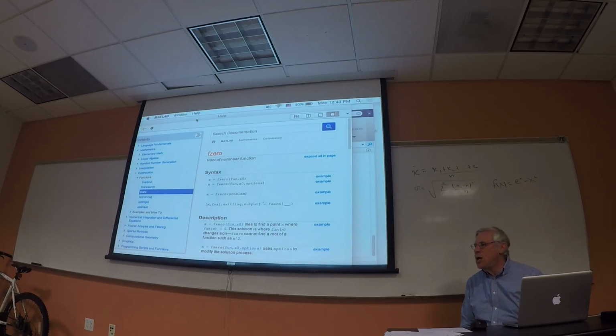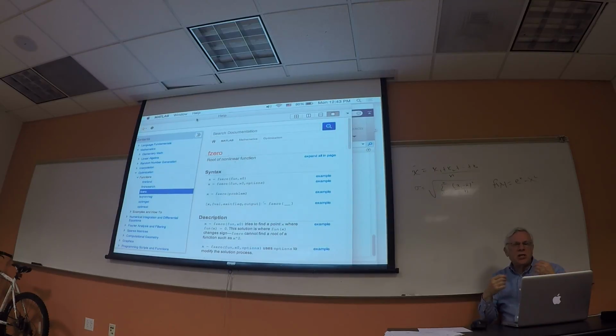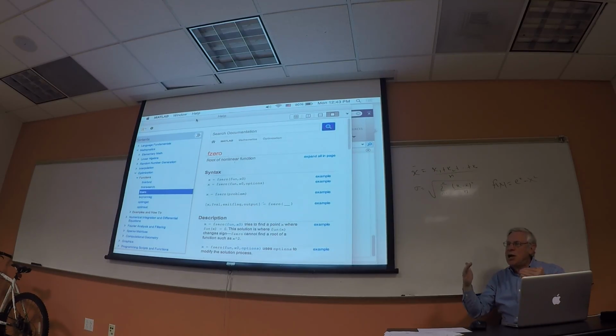Sometimes you'll want to bracket the root. We know by simple continuity that if a function f of x is negative at one point and positive at another point, there's a 0 in between. So in addition to giving a starting value for the root search, you can also give it an interval where it changes sign, and then it's guaranteed to converge to the root.